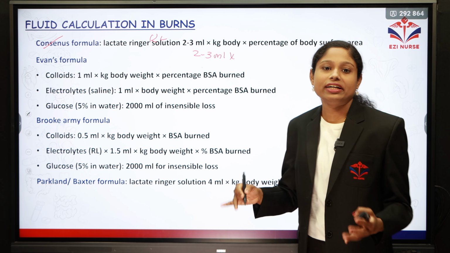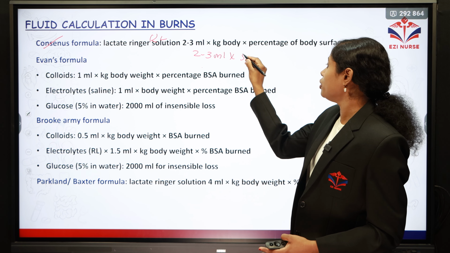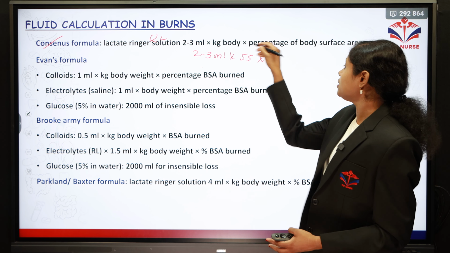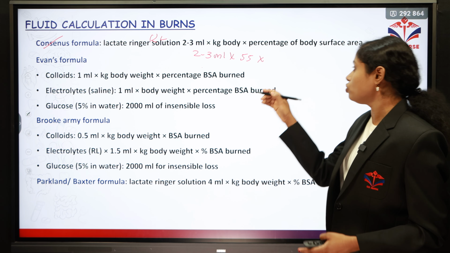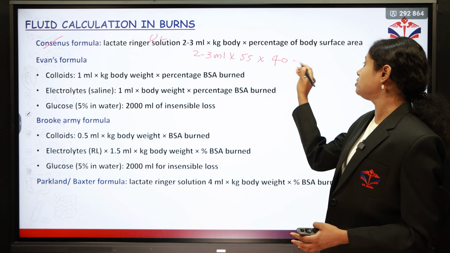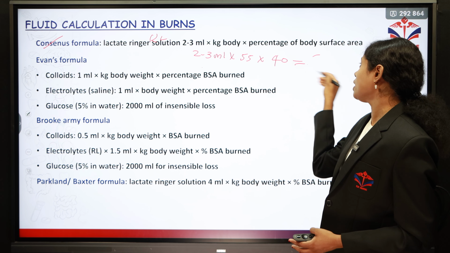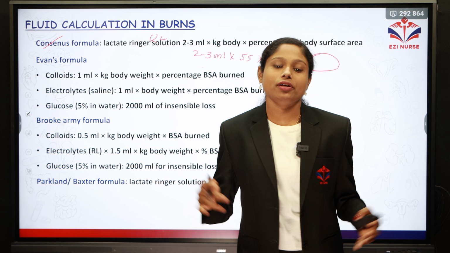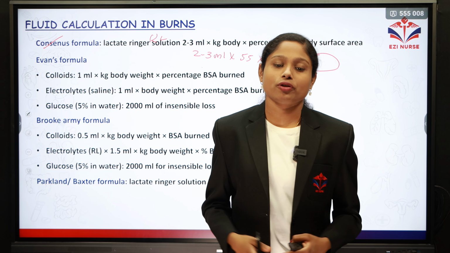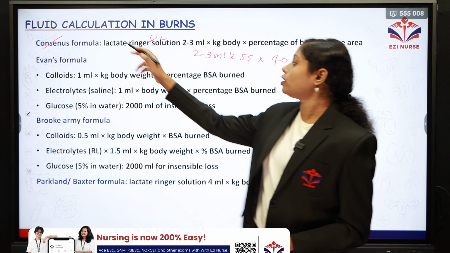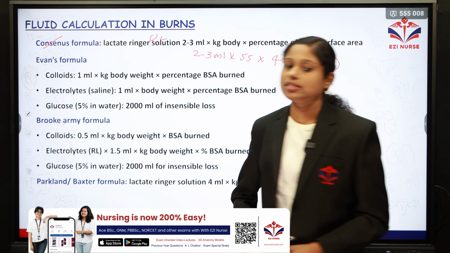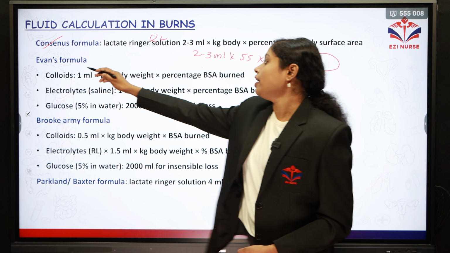Example, that person's weight is 55 kg, 55 into, for example, the percentage of body surface area burned is 40%. So the answer will be in ml. That answer we need to take, and that ml we need to give as fluid replacement for the patient. So this is the formula of fluid calculation. First one is Consensus formula. Second one is Evans formula.